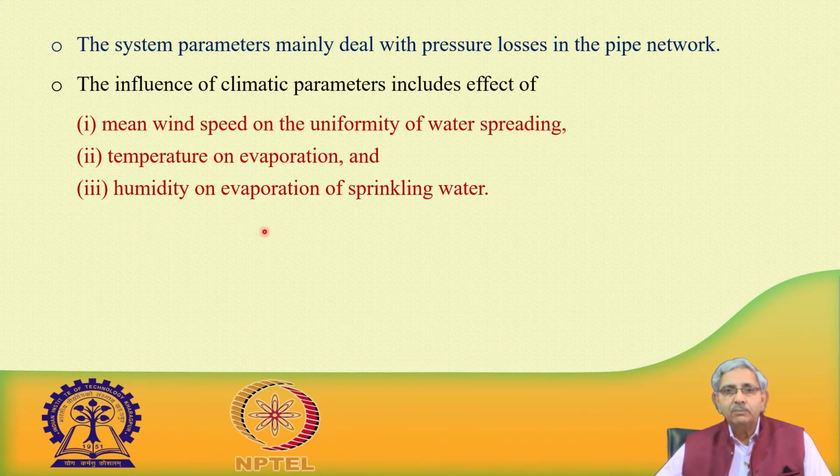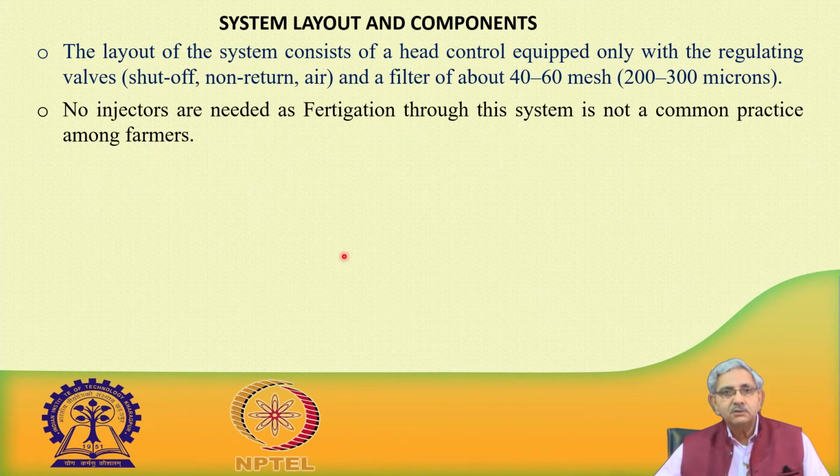Humidity and evaporation of the sprinkling water also influence this. So, such parameters are considered when we are interested in getting better uniformity. That should be considered while designing. Now, the next point here is system layout and components.